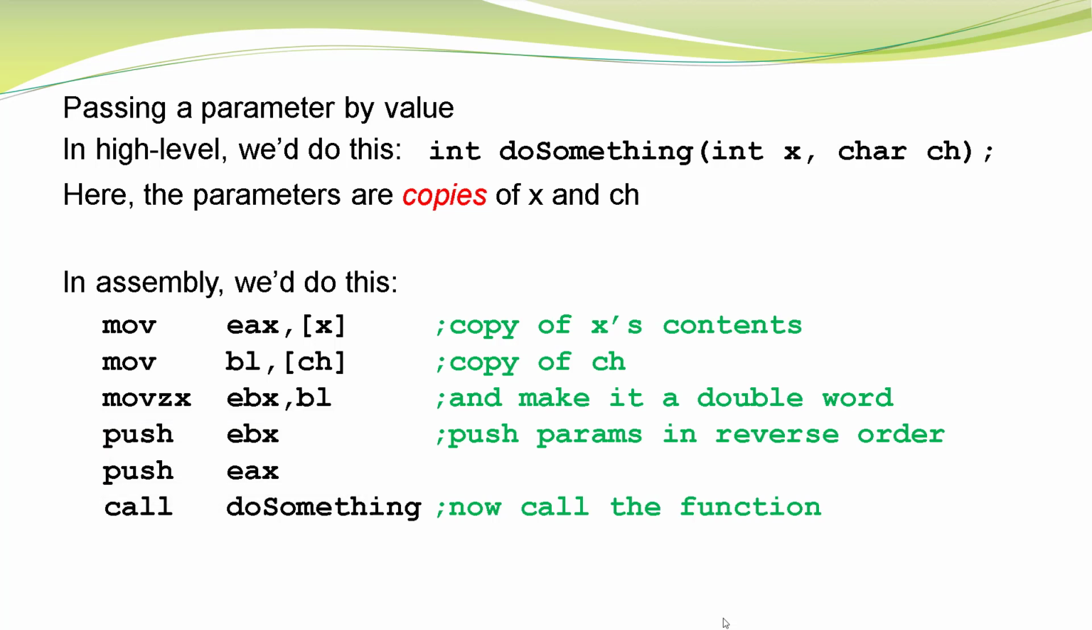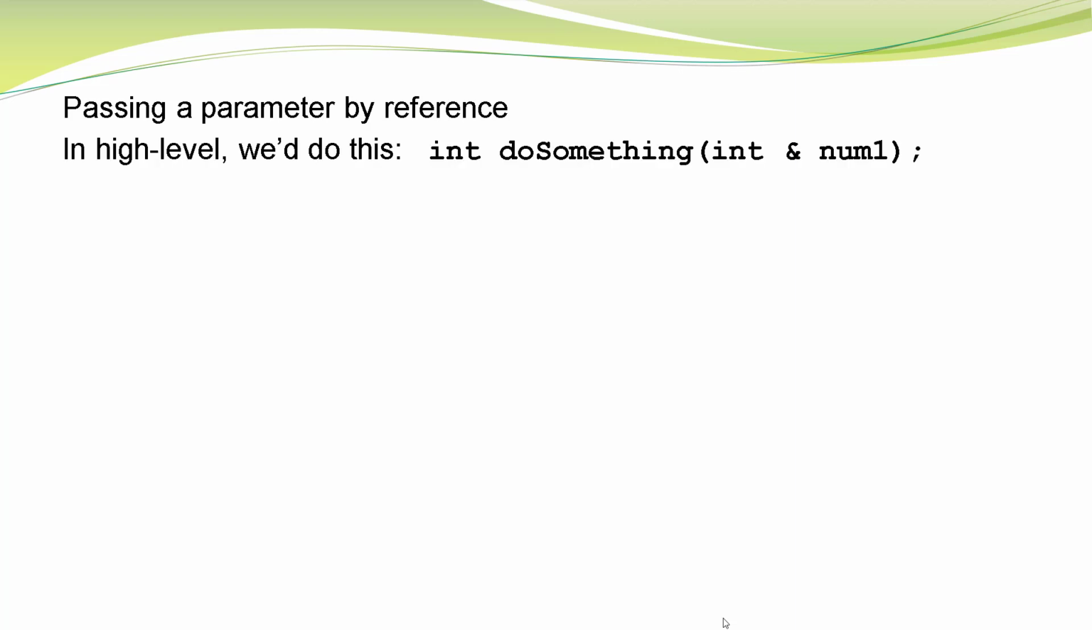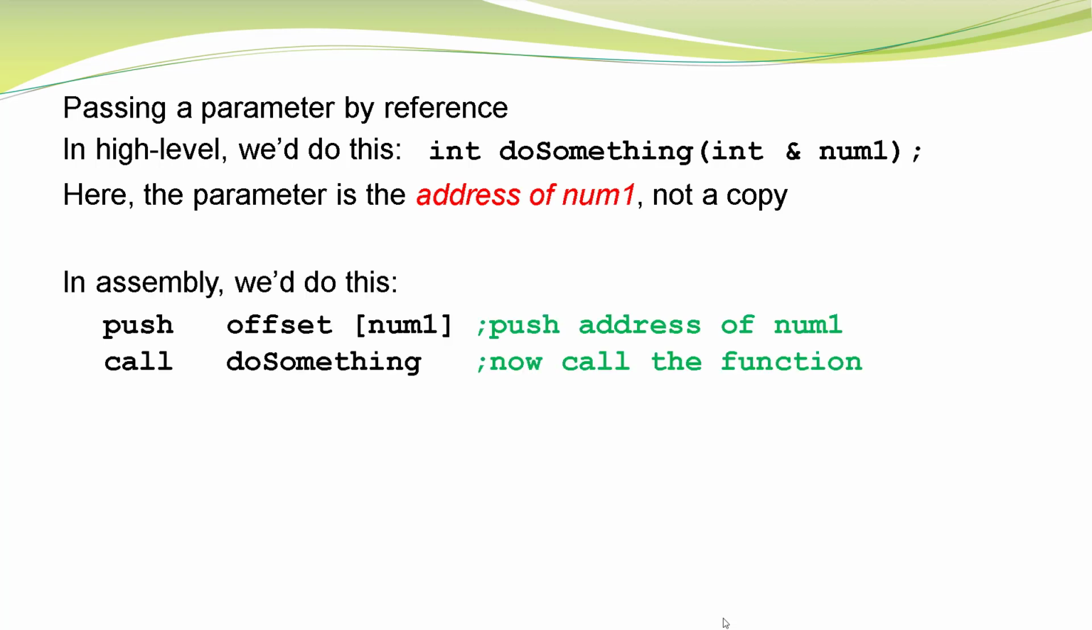To pass a parameter by reference, on the other hand, this is how we do it in high level. Pay attention that we're saying that it's a reference parameter, meaning that what I'm sending is the address of that parameter, not a copy. I'm giving that function complete access to my original value. This is pretty easy to accomplish in assembly. We just push the offset of the value, then call the function.